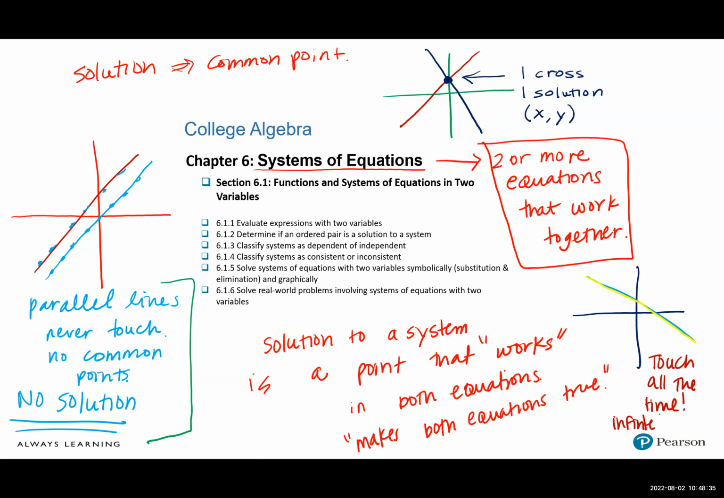Infinite. That's wrong. Anyway, go with me. Infinite solutions. That's how many times they touch. So that's how many solutions they have. So these are the three options in terms of how lines can interact with each other. That's the overview of this whole lesson.